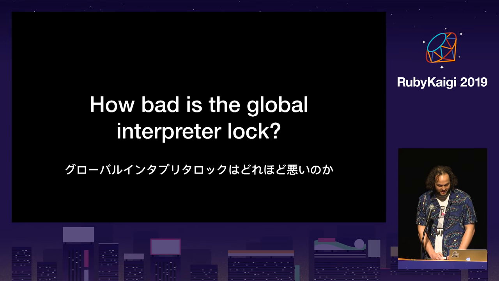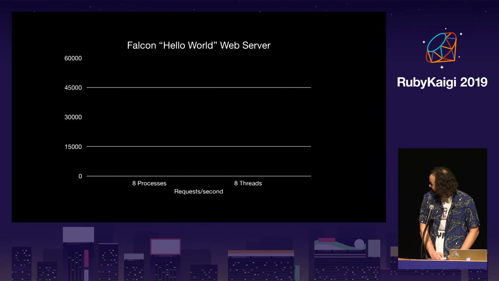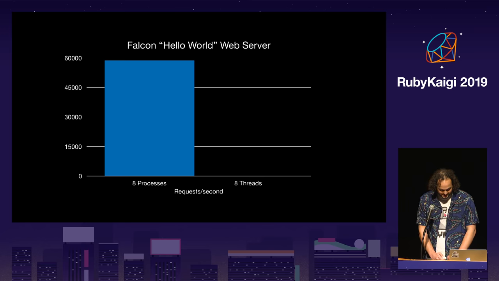Unfortunately, threads also have another downside. In MRI, to protect the shared state within the interpreter, the global interpreter lock prevents Ruby threads from running in parallel. How bad is the global interpreter lock? Here is a quick benchmark I did using Falcon, a multi-process, multi-thread, event-driven web server for Ruby. When I was running 8 processors, it managed about 60,000 requests per second.